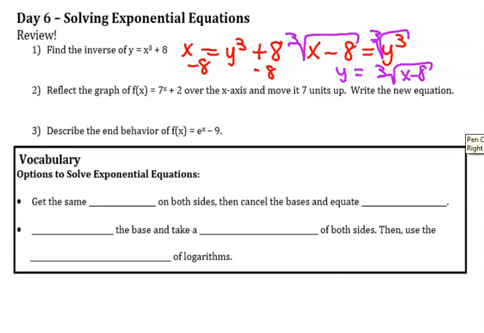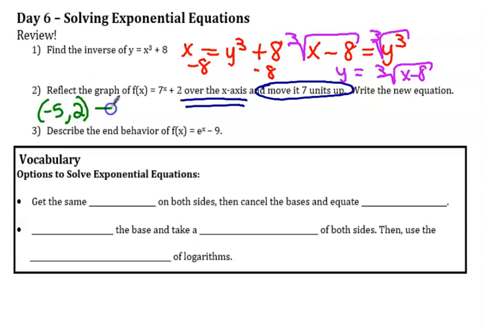The next one: reflect the graph over the x-axis and move it up 7 units. So if it's across the x-axis and I had the point (-5, 2) and I wanted to change that, then the x will have to change to (5, 2). So think about that when you're reflecting. So how would that happen on the x-axis?